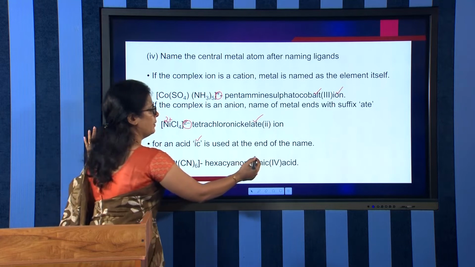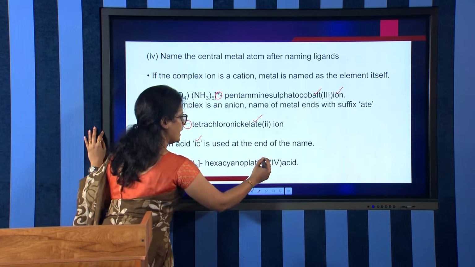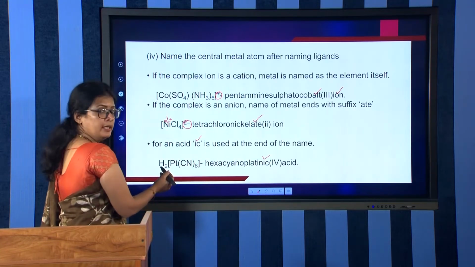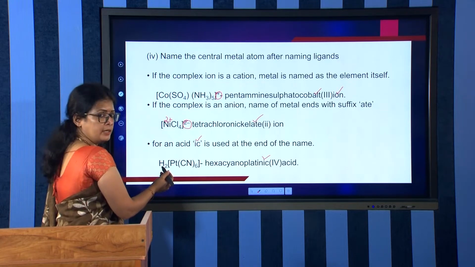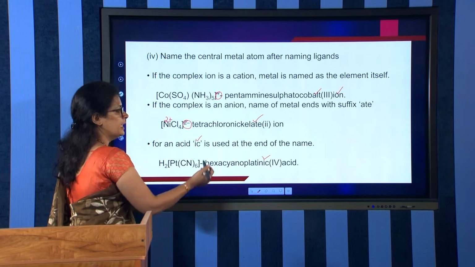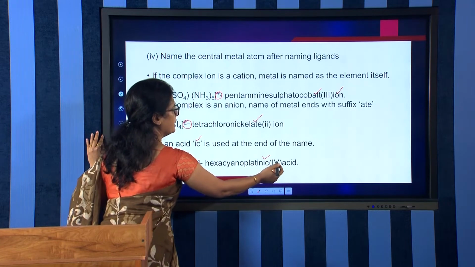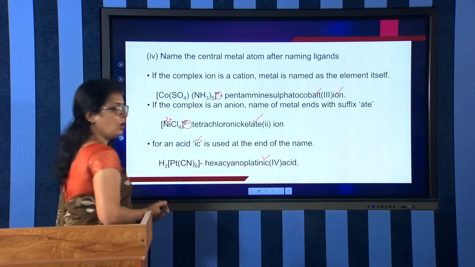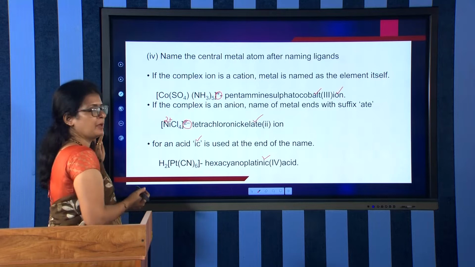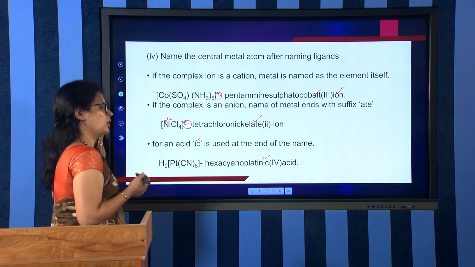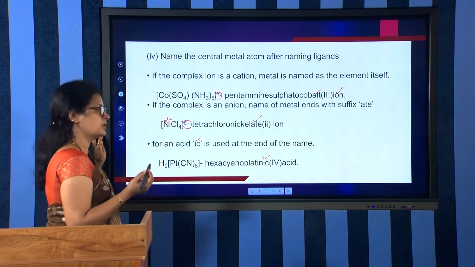Why is it -ic? Why are we adding -ic? Because this is an acid. You know that this hydrogen is outside the coordination sphere, so it is an acid. That is why we have to add platinic (IV) acid. 4 is the oxidation state of the central metal atom. And I have already discussed how to calculate the oxidation state of the central metal atom.